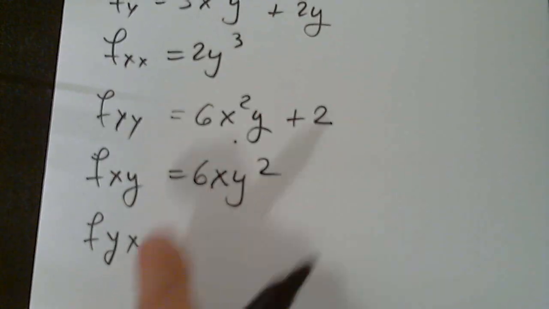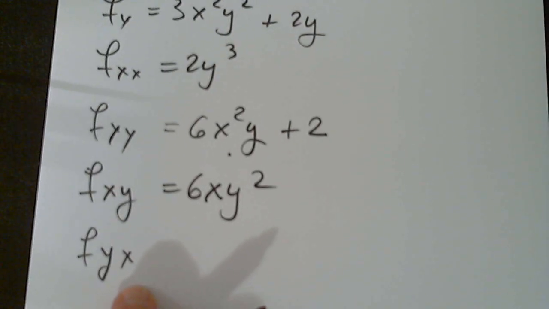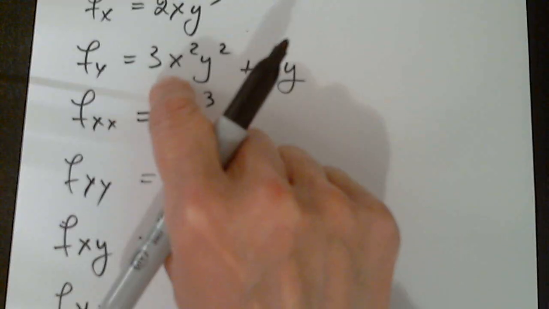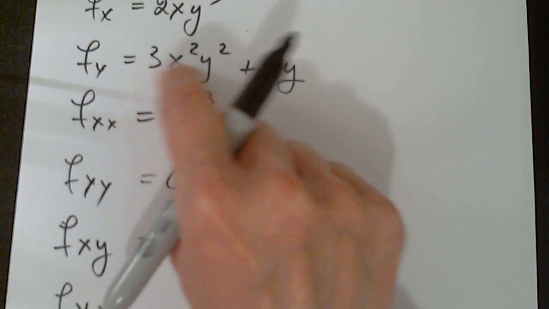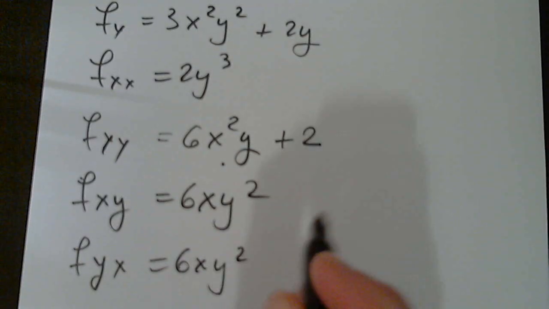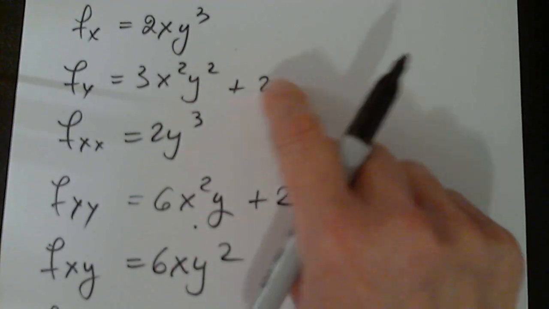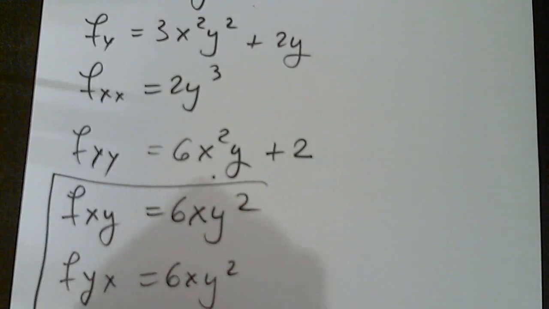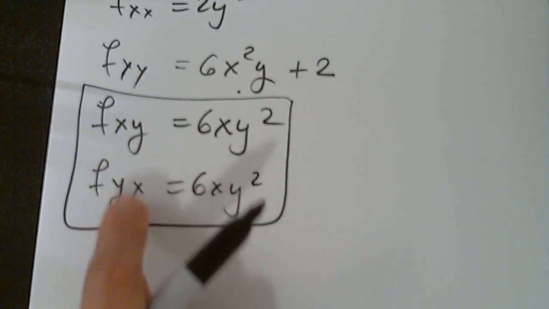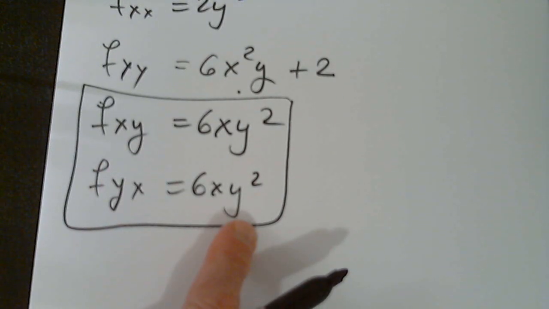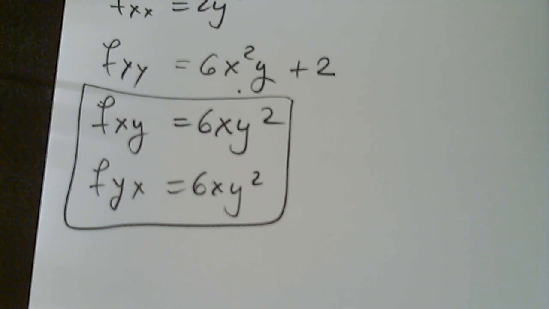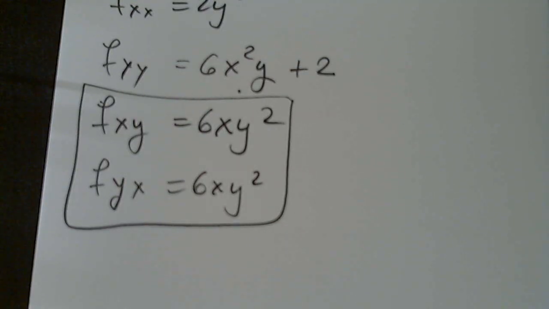I go back to fy and I differentiate with respect to x, and you'll see something very interesting. Okay, so I'm here and I differentiate with respect to x. 6xy squared. I differentiate with respect to x, there is no x. fxy and fyx are the same. That's all about differentiating functions of multiple variables.